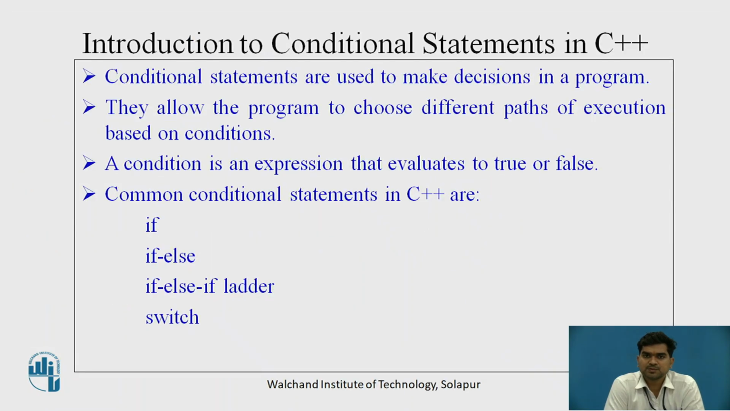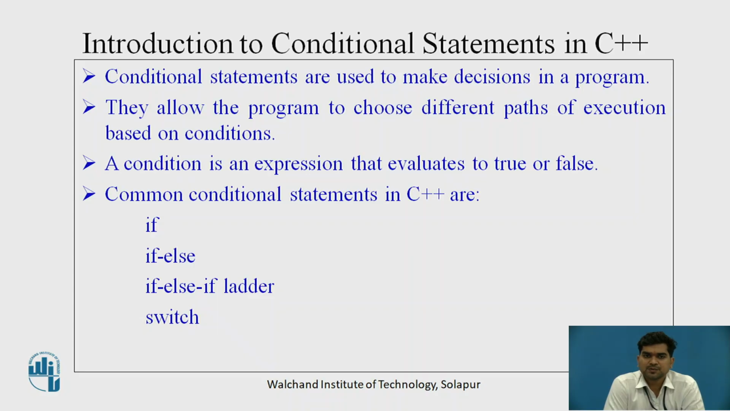So, the introduction to the conditional statement in C++. Generally, conditional statements are used to make decisions in the program. For example, if I want to make a certain kind of decision, yes or no, then when the program executes, I will get the answer in terms of decision making. They allow the program to choose a different path of execution based on conditions. A condition is an expression that evaluates to true or false.